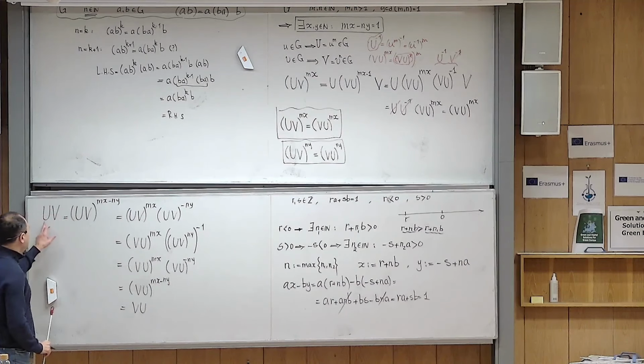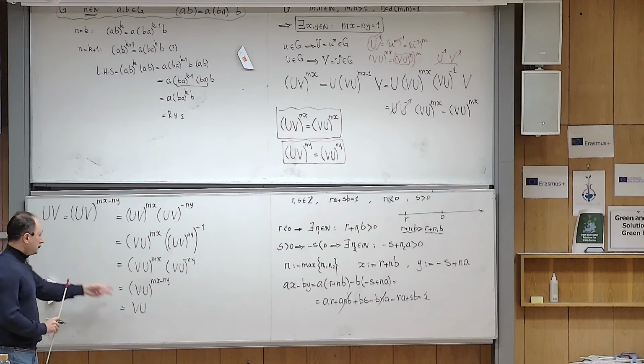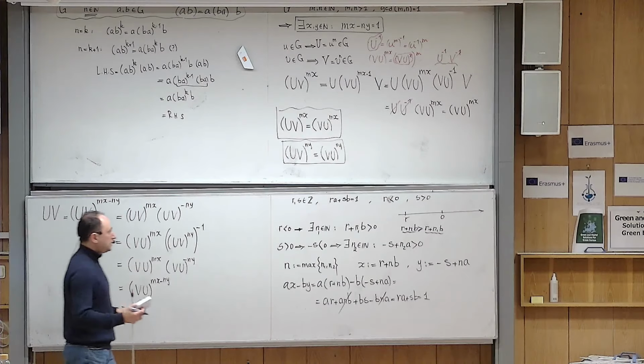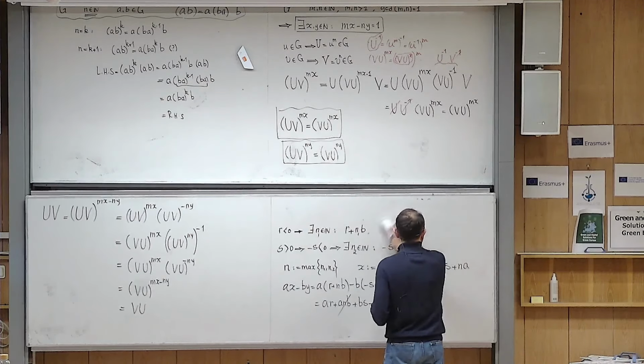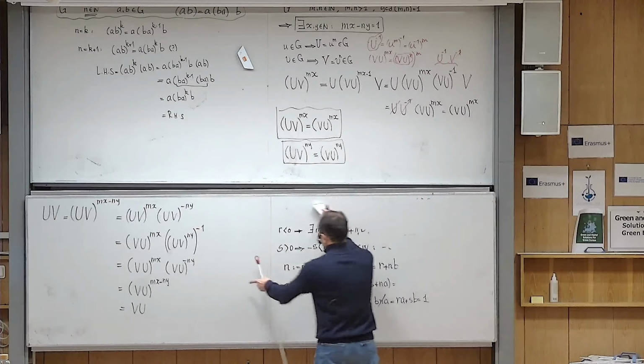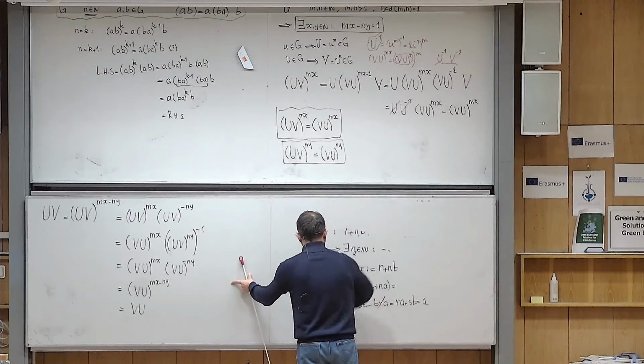So I was able to show that if U is any mth power and V is any nth power, they can commute. Yes? Okay, the final step is to show that the group is actually abelian. So how can I show that the group is abelian?